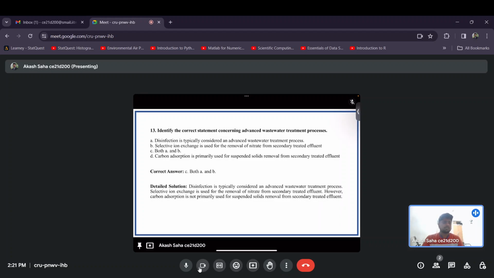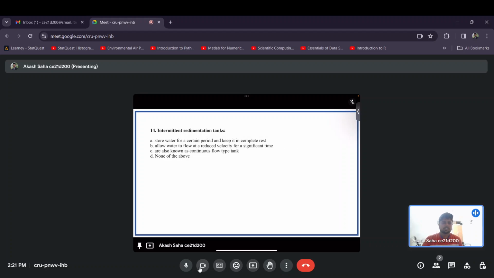Whereas carbon adsorption is not primarily used to remove suspended solids from the secondary treated effluent. So both option A and B are correct, so option C is the correct answer for this problem. All these questions are very theoretical, so we will have some more numerical problems in the coming slides. Just wait for some time.